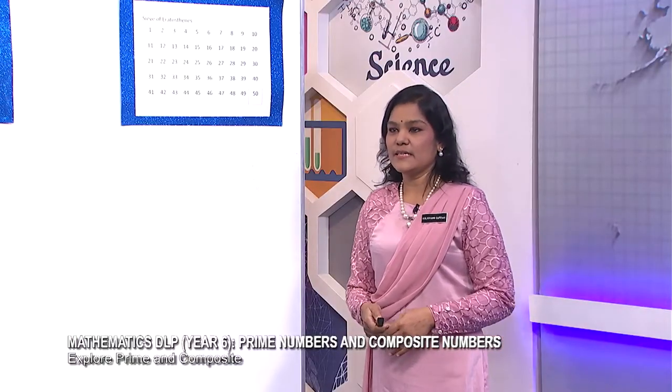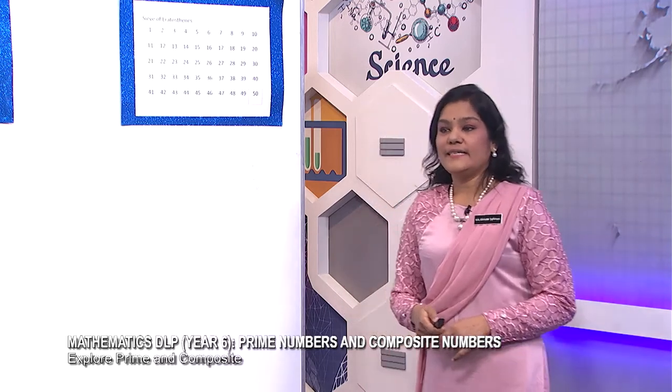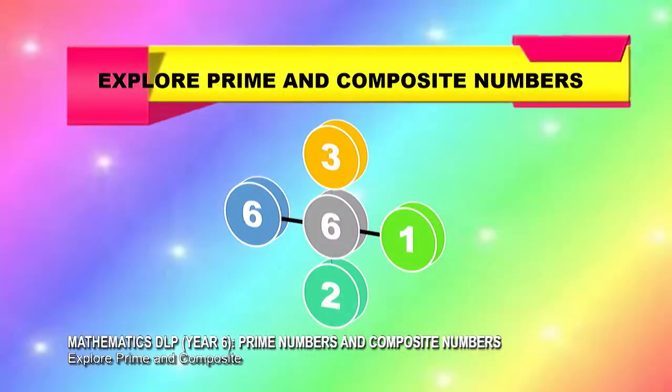Have a look here. There is an example of 6. For 6 we have 1 times 6, 3 times 2, or 2 times 3, or 6 times 1. So it has 4 factors there, right? Yes. So 6 is a composite number.